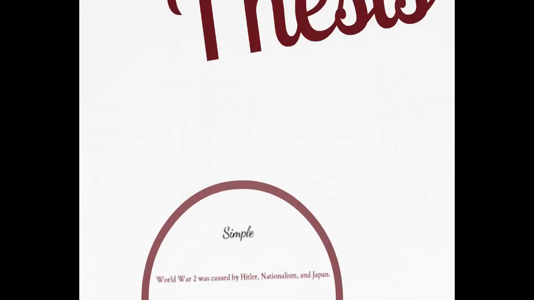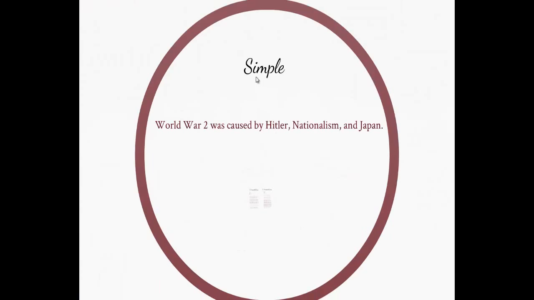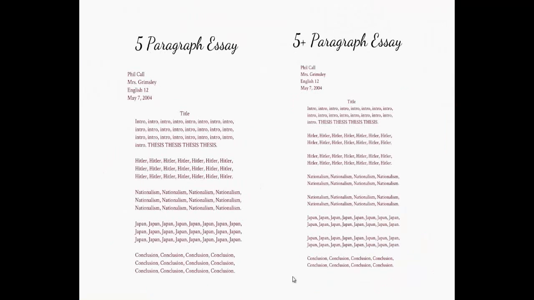So let's look at a first example. This is a simple example of a traditional thesis statement. World War II was caused by Hitler, nationalism, and Japan. So a very basic list of 3. If we were going to put this into an essay, here's what it might look like.